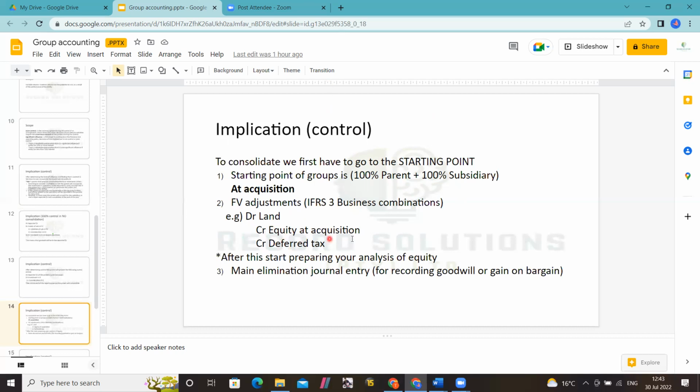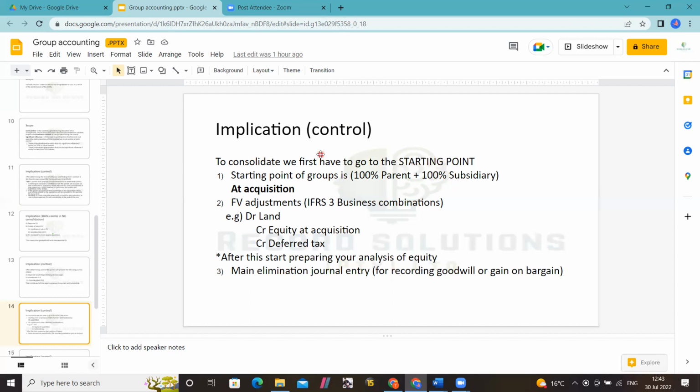We have this balance, right? This equity at acquisition, right? We have this new balance, which is equity at acquisition, right? And then for your analysis of equity, even in the last session, I showed you basically how it looks. Please go to that session and see how it looks. This equity at acquisition will also be in your analysis of equity, but I did speak of it intensively in last week's session. So please refer to that. And then now we go to this main elimination journal entry. And do not forget, the reason why we do the analysis of equity itself, it's not worth a lot of marks.